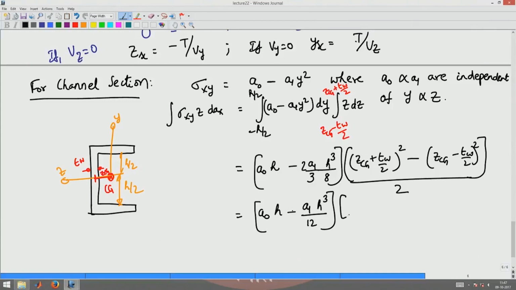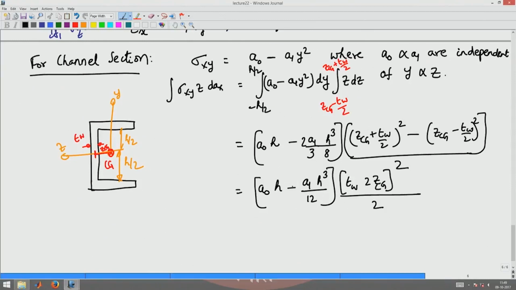into 2 A plus B would be Tw A minus Tw into 2 times ZCG. Okay. So, that will be the moment produced due to sigma xz into z dAx. Now, the integral of sigma xz into y dAx has to be computed.